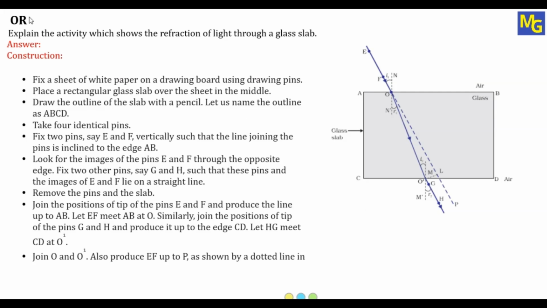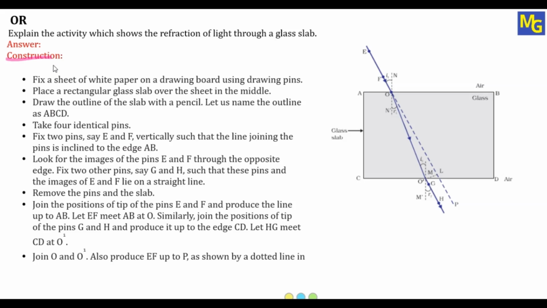So now we are going to solve the OR question from this 8th question, because here we have a choice. Either you can solve first A and B, or you can solve this OR question. The question is, explain the activity which shows the refraction of light through a glass slab. So we have to explain the whole activity. Here, this is the diagram which we have to draw for this question. Remember, the diagram is compulsory. We have to explain the activity, which means we have to draw the diagram. So this is the diagram.